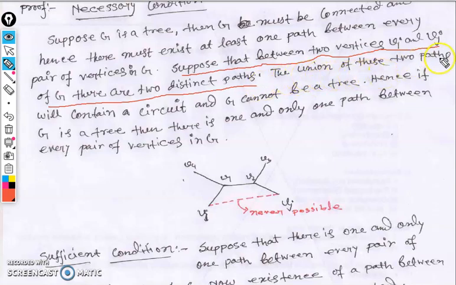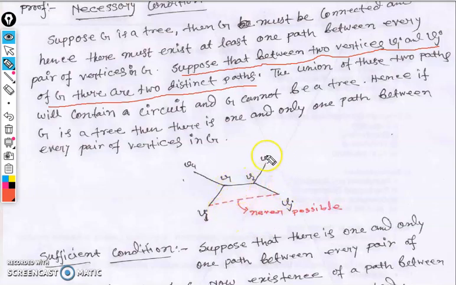So the union of these two paths will contain a circuit. Because here we consider any two vertices. If we consider Vi and Vj to be two vertices such that there is more than one path, then you can easily observe that if there is a path from Vi to Vj, and there is another path, then they must form a circuit or a cycle.